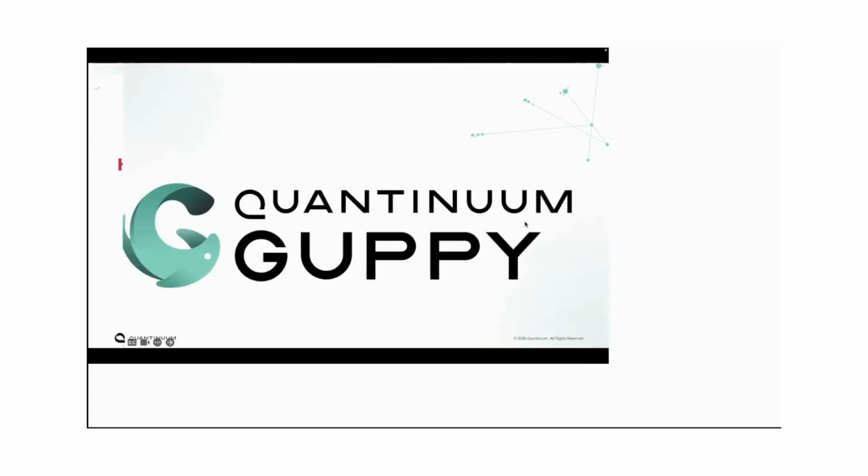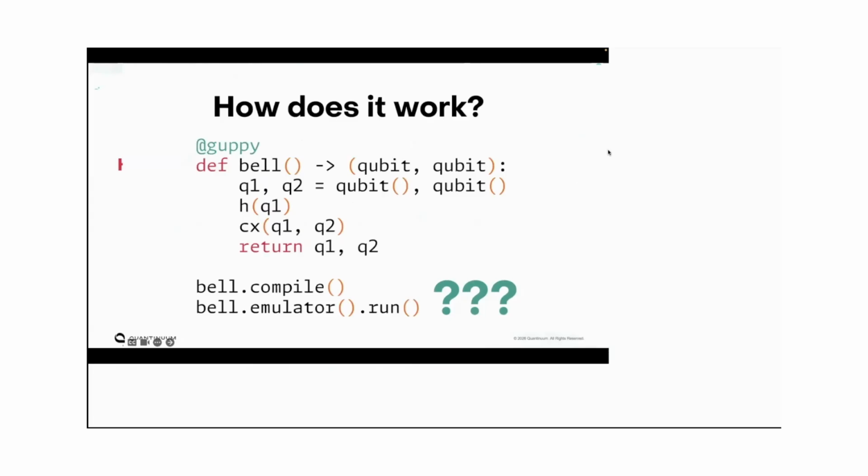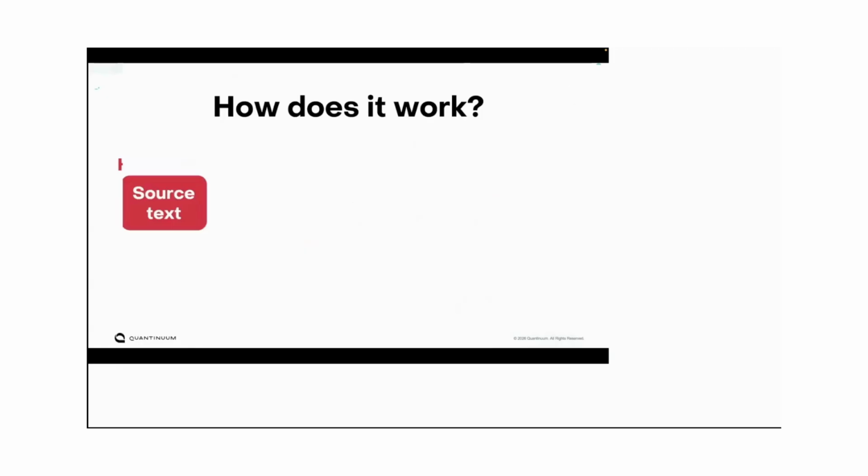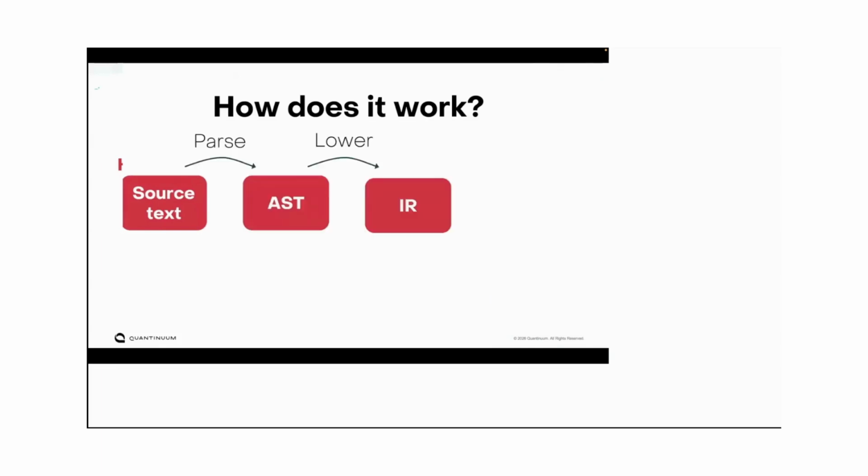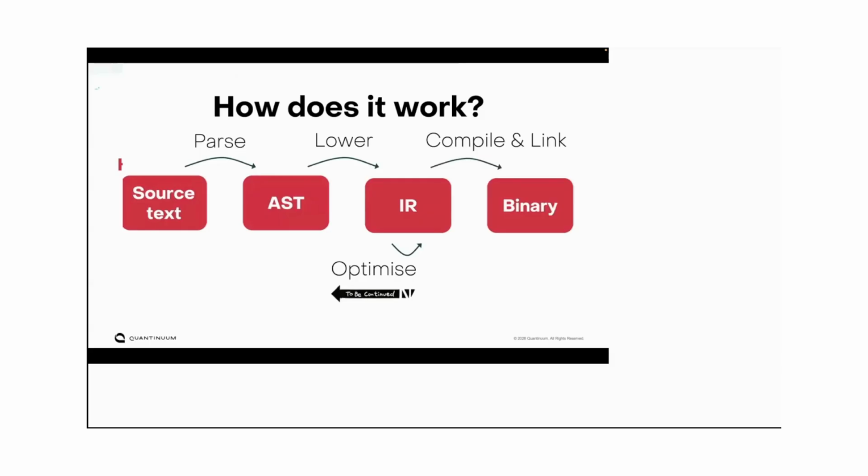Okay, let's swap back. So how does it work? When I have a Guppy function and I call compile or emulate on it, what's actually happening under the hood? Well, it's essentially the standard compiler pipeline, right? We look up the source text of my functions that are annotated. Then I parse them into an abstract syntax tree. I lower into some IR. I also do some type checking. And then maybe I optimize it a bit. We have time to talk about this later. And then I compile it and link it with the runtime. And I get some binary out that I can execute.